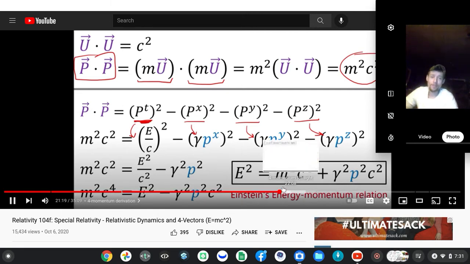It colors and relates the different quantities of mass, energy, and momentum together in a single equation.